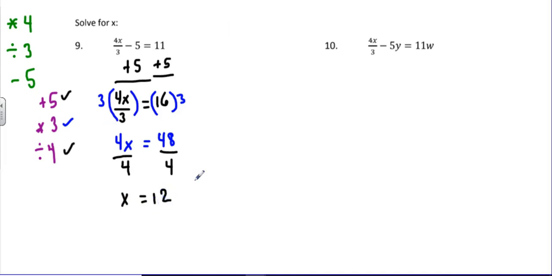So please remember, with equations, you can always check your work. If I take x equals 12, I substitute it back into the original problem just to make sure that it equals 11.